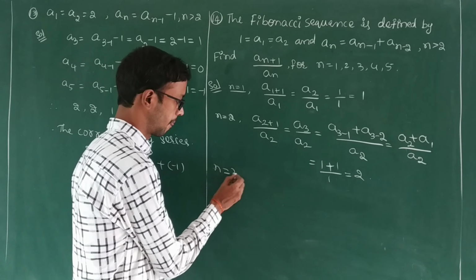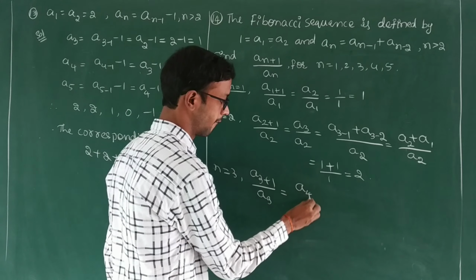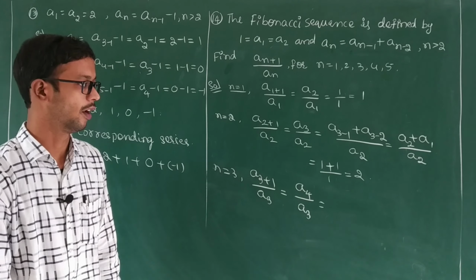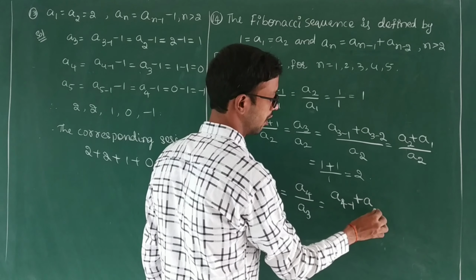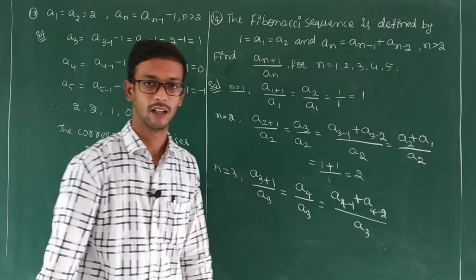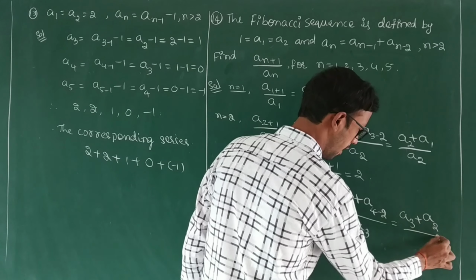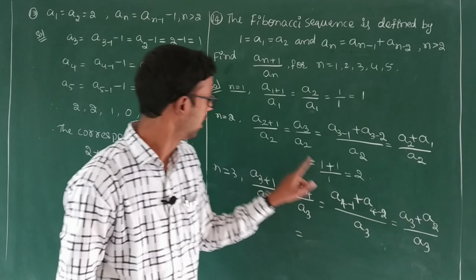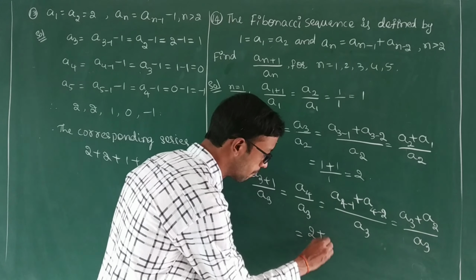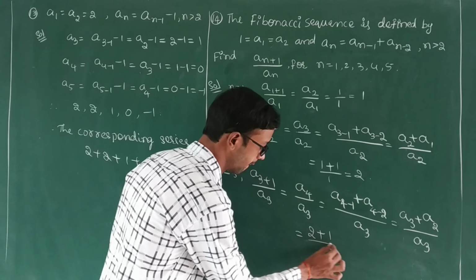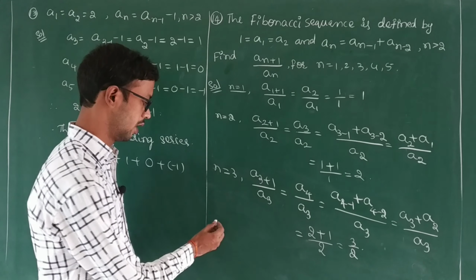Now n equal to 3. a4 by a3. So what is a4? Substitute here: a4 is a3 plus a2. Don't simplify a3, keep it like that only. So a3 plus a2 by a3. Here we observe a3 is there. a3 is 2, plus a2 is 1, divided by a3 is 2, which gives 3 by 2.